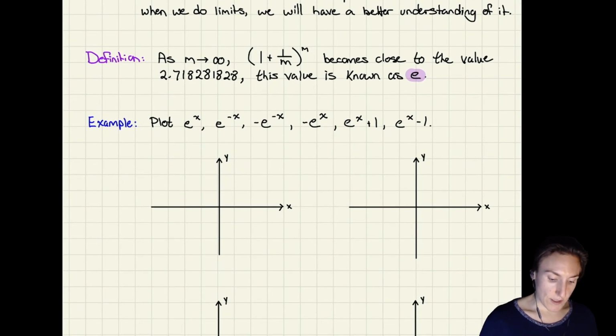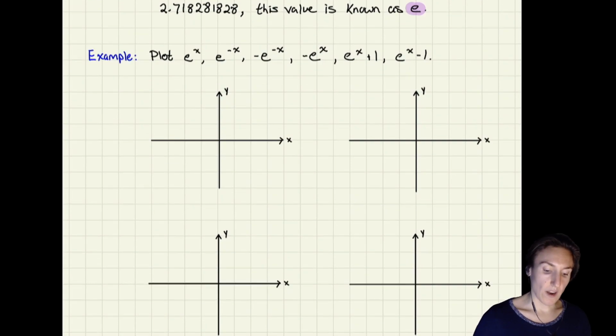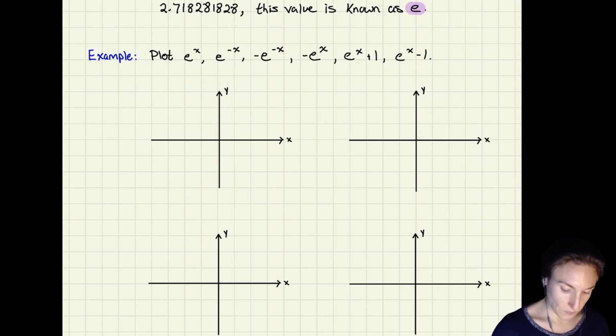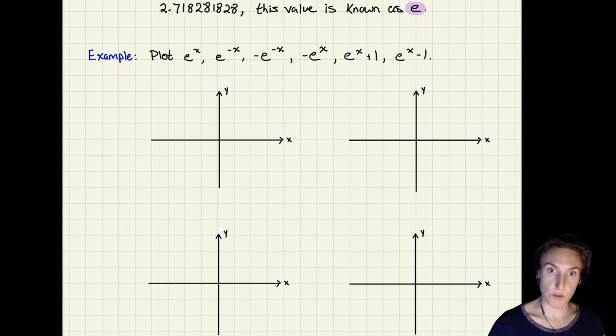Now, for the functions e to the x, e to the negative x, negative e to the negative x, and negative e to the x, we're going to draw what they look like with respect to each other. So for e to the x, let me zoom in a little.